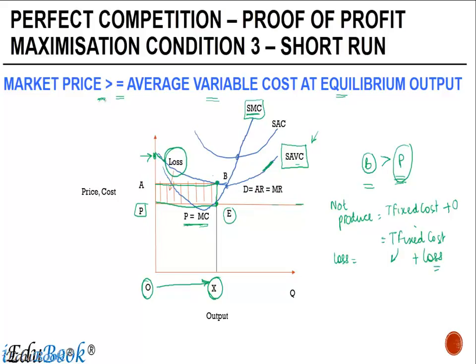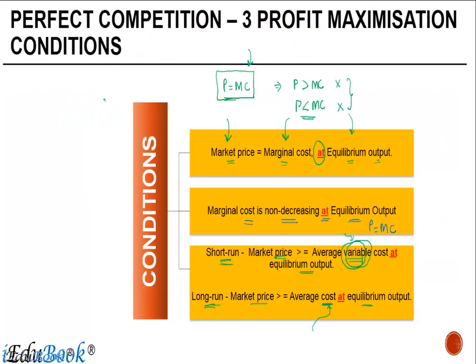So a producer will not produce if the average variable cost is greater than the price, right? Hence, by contradiction, we say that the market price has to be necessarily greater than the average variable cost at equilibrium output in the short run. In the long run, the market price has to be greater than or equal to the average cost at equilibrium output.